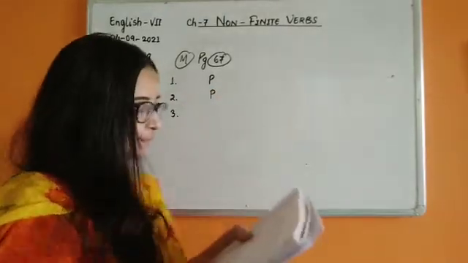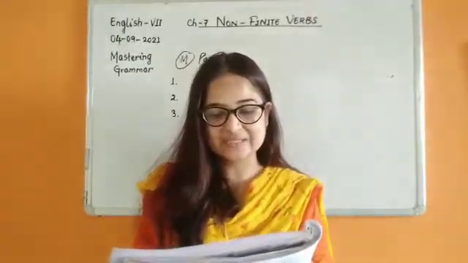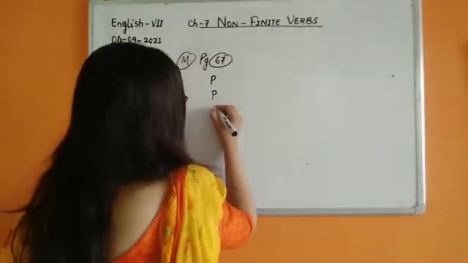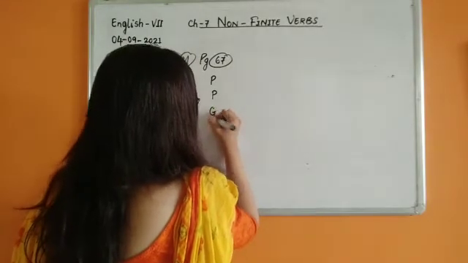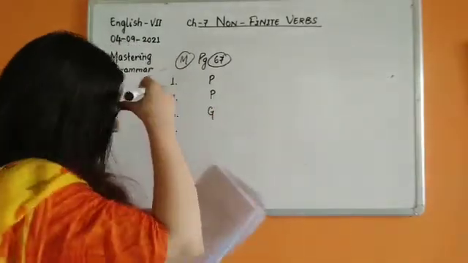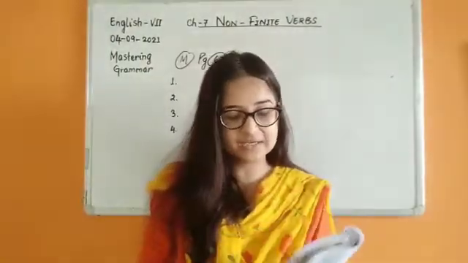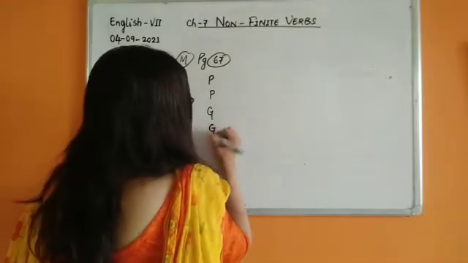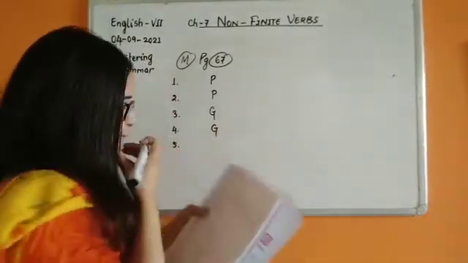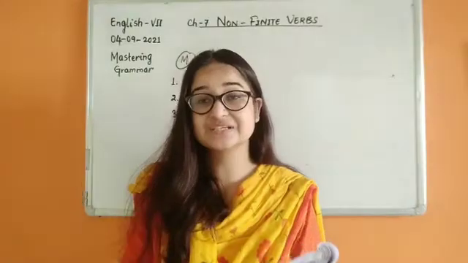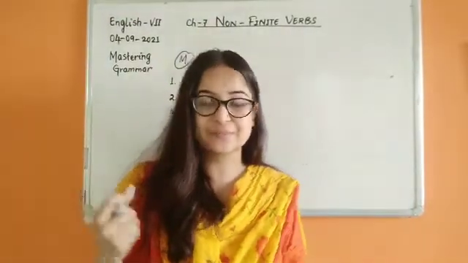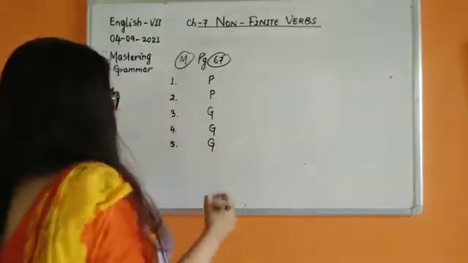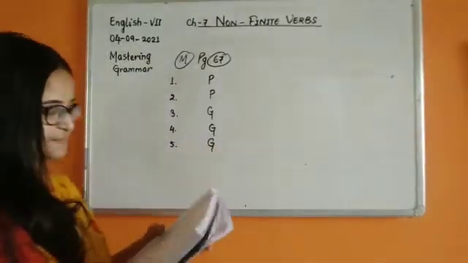Number 3, singing devotional songs is her hobby, right? Singing devotional songs, here it is an activity, a noun. So it will be G, gerund. Number 4, mountaineering is a popular adventure sport. So it is a noun here, so gerund. Number 5, parking is not allowed in certain areas. Again, this is working as a verbal noun. So it's gerund. Yes. So P, P, G, G, G. So we have this pattern.